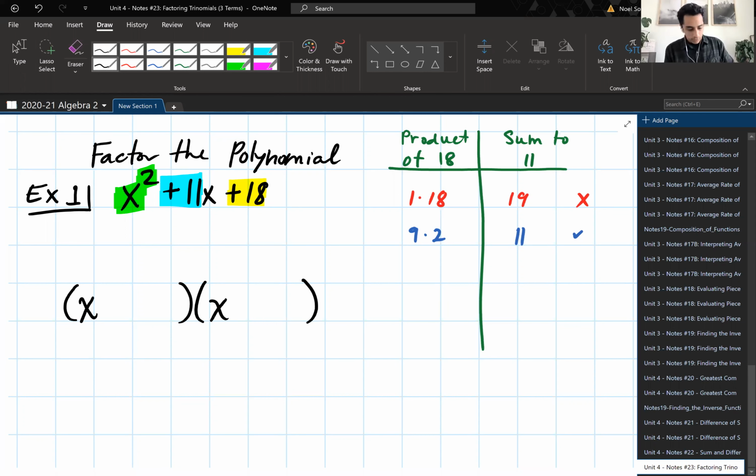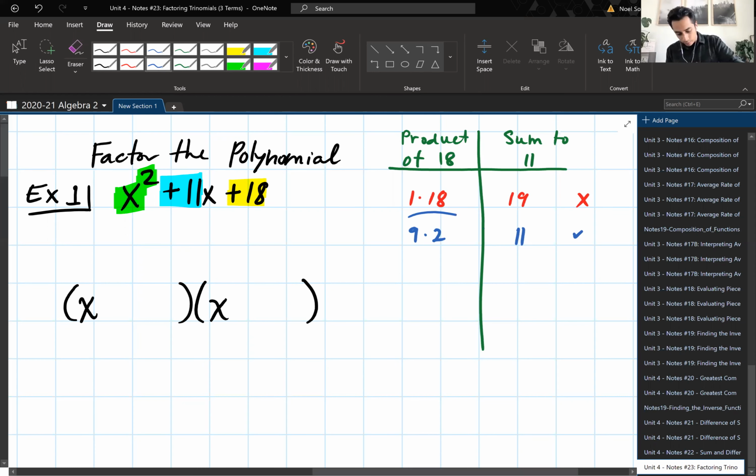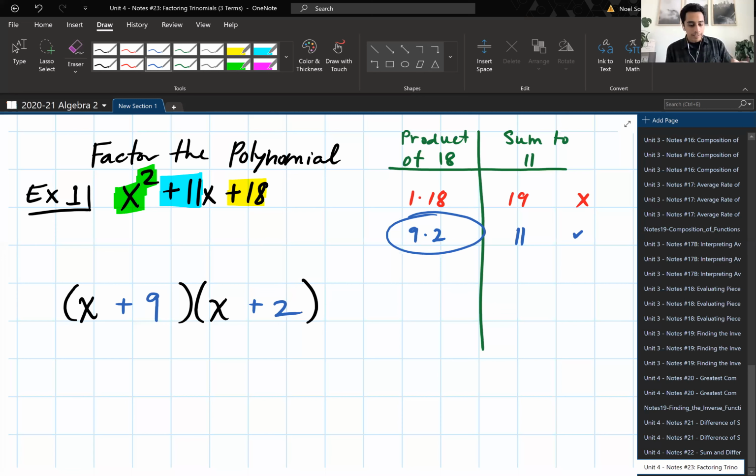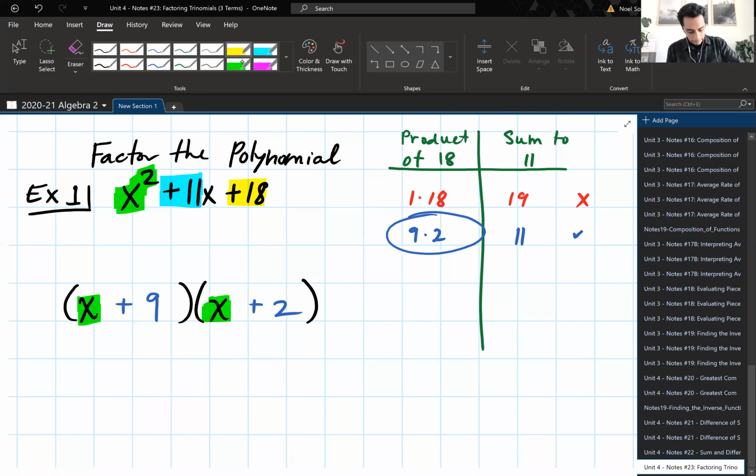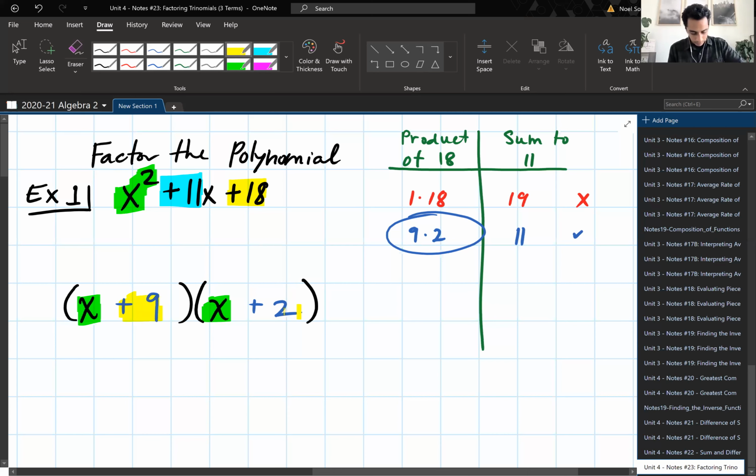Okay. So now, the winning factors were 9 and 2, right? Positive 9 and positive 2. So I'm going to use positive 9 and positive 2. Okay. And this would be my factorization. I can easily see, right? Check this out. X times x multiplies to be x squared. Positive 9, positive 2 multiplies to be 18.